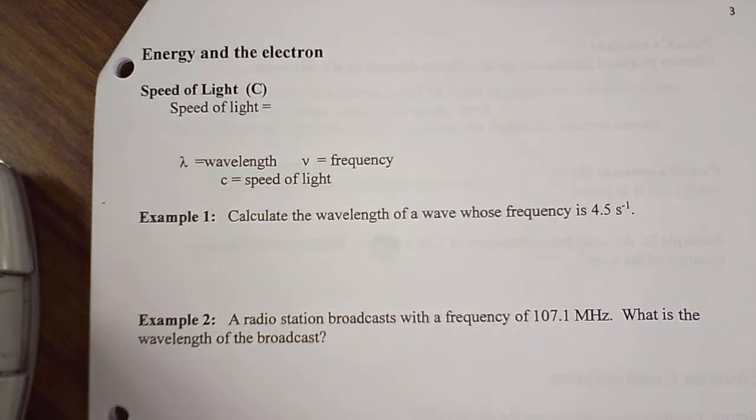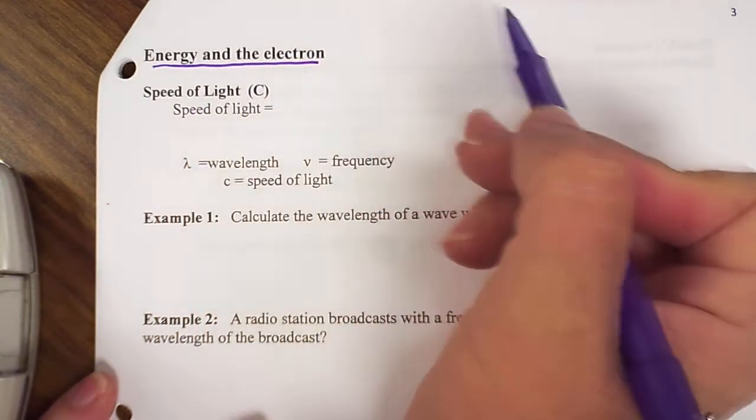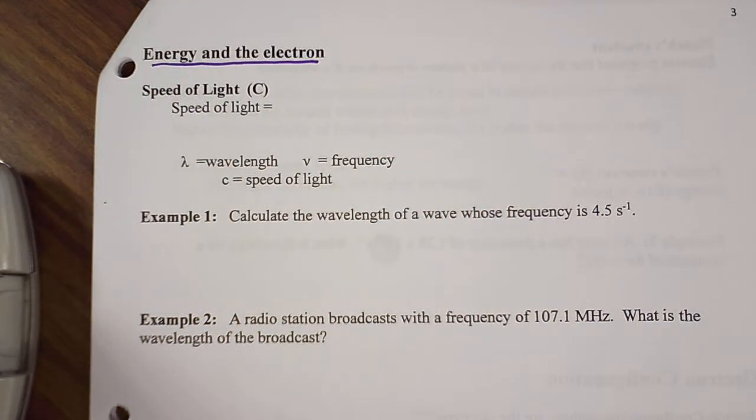Okay, so what we're going to do is the notes for the energy of the electron. And to do that, this is the big section. The big section is the energy and the electron. But what we're going to talk about today is the relationship between wavelength and frequency in an actual wave.